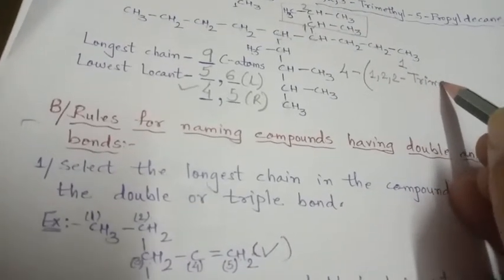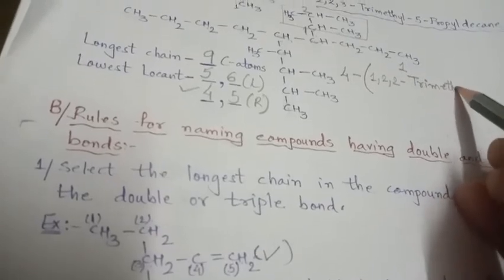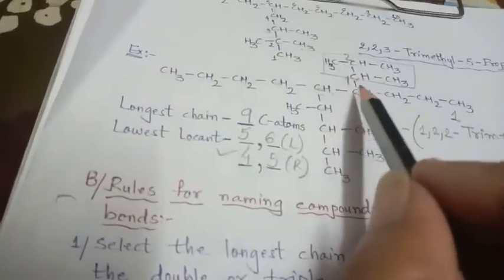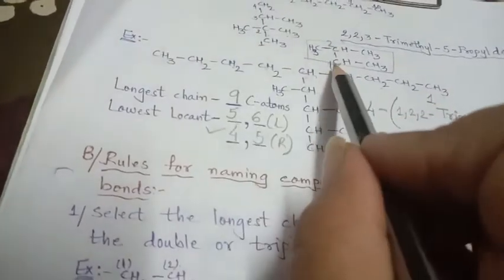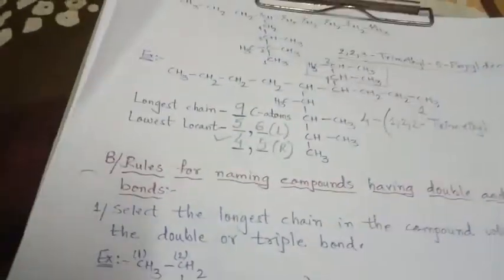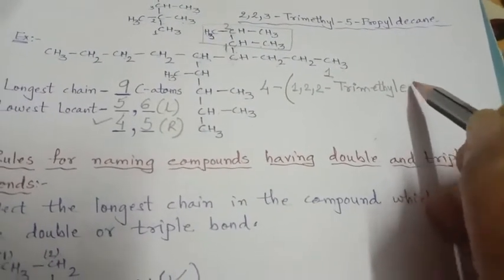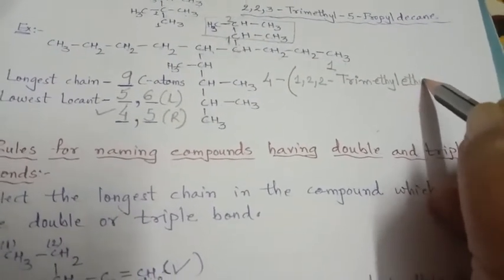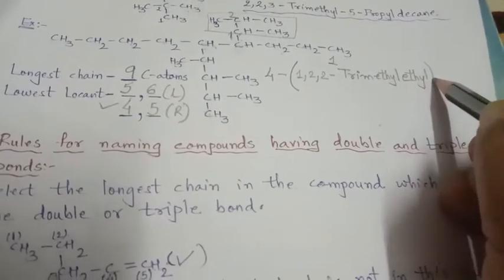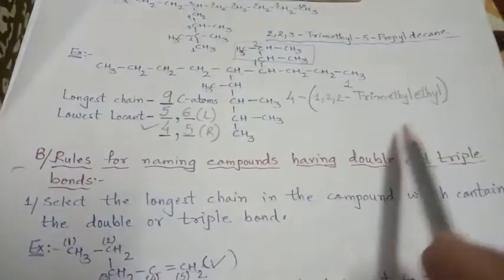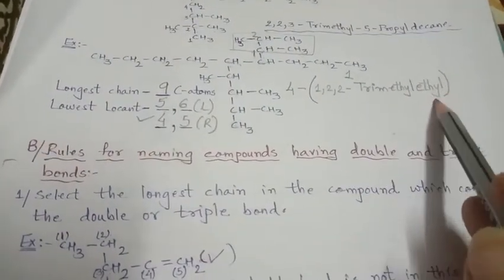So capital T, then all small: trimethyl. And what is the chain here? 1 and 2 carbon, so it is our ethyl group. I hope you understood this. Now this branch, that is this complex, is over, so we will close the bracket.